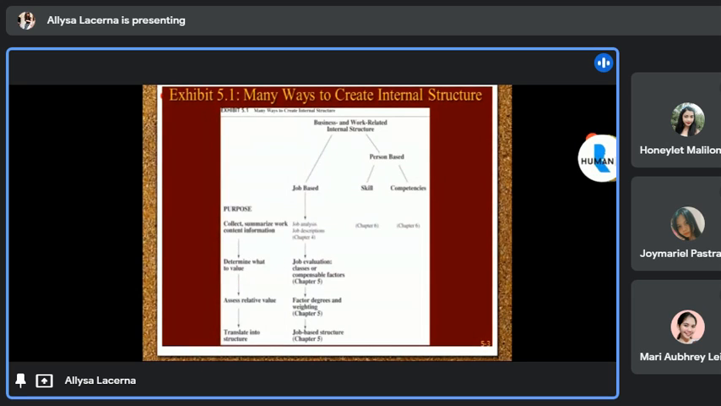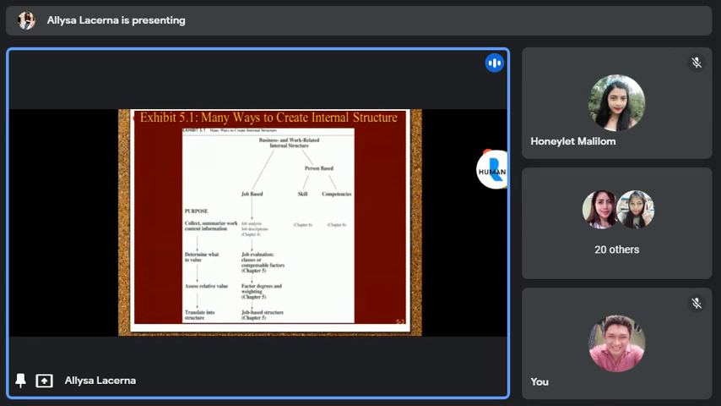So, nung nakaraang linggo ay tinalakay nung naunang grupo yung about sa job analysis and job descriptions, wherein ito yung nagsisilbing proseso ng pag-gather at pag-analyze ng mga information about the content and the human requirements of jobs, as well as the context requirements of jobs which is performed. Ito ay ginagamit to determine placement of jobs.